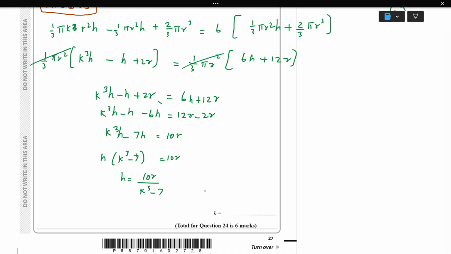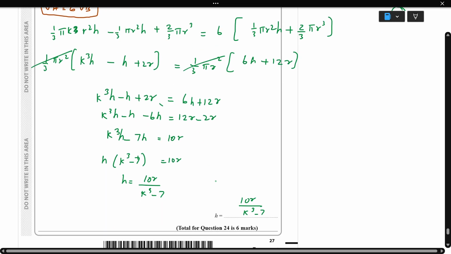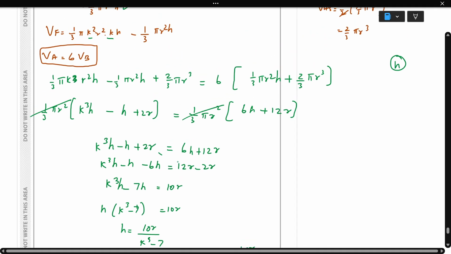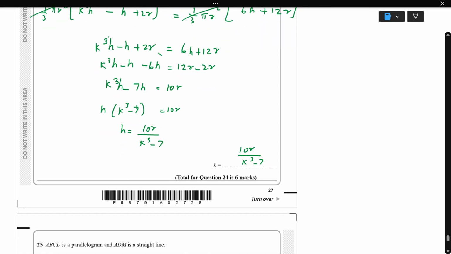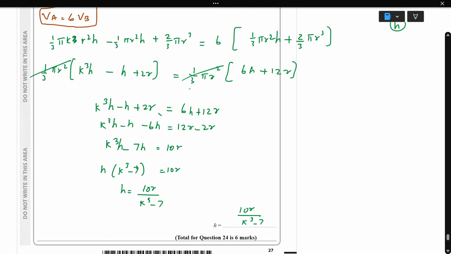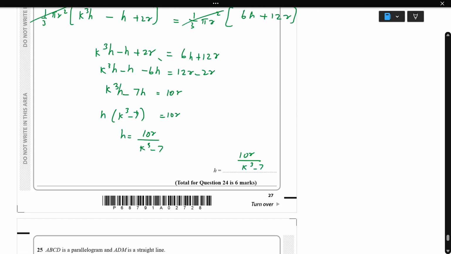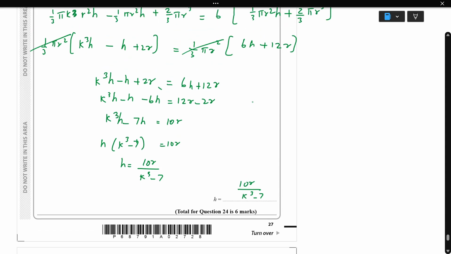This is your final answer, 10r over k cube minus 7, because the final answer they asked is in terms of k and r, so we gave it in terms of k and r. See, there is a condition given, so k is greater than or equal to cube root of 7. Here k cube should not be 7 because the denominator can't be 0. That's why the condition is there. When we cube, it must be greater than 7. So that's the answer, final answer.